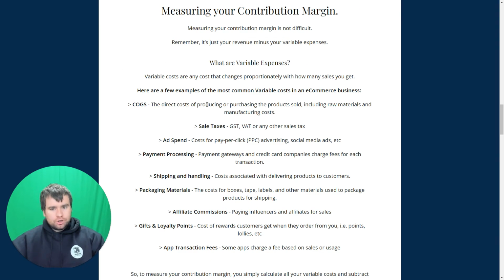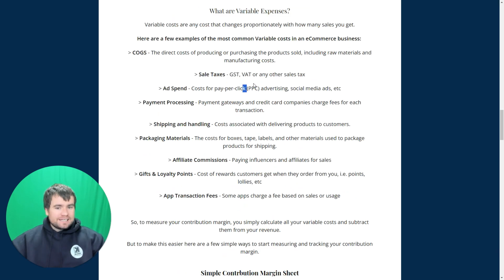You've got your cost of goods sold, so how much it costs to actually buy a product. You've got your sales taxes. You've got your ad spend, so how much it actually costs to get that person to make that purchase. You've got your payment processing fees. This is things like Shopify, PayPal, Afterpay, those types of things. You've then got shipping and handling, so if you're using a 3PL, it'll be that. It'll be the costs associated with Australia Post or posting your products overseas, and the same with fulfilling and actually delivering that product. So if you have to pack it, you have to pay for those costs as well.